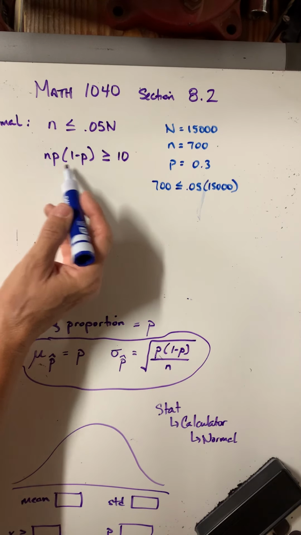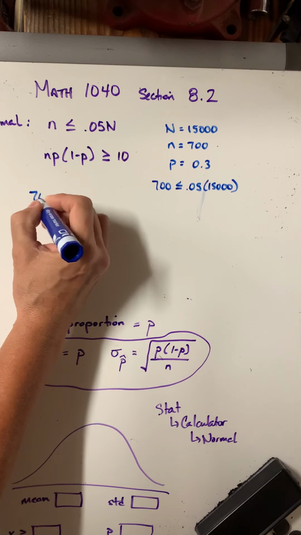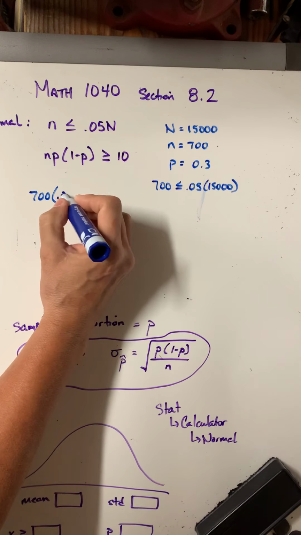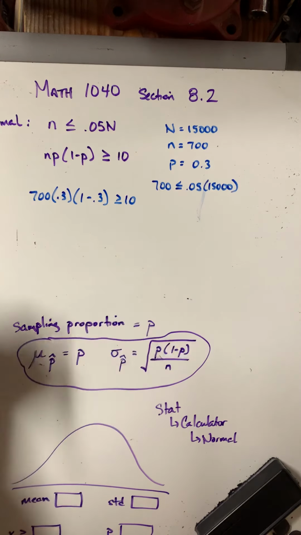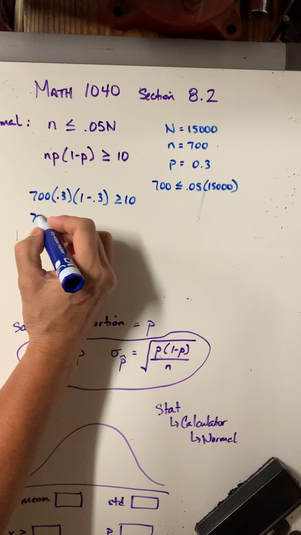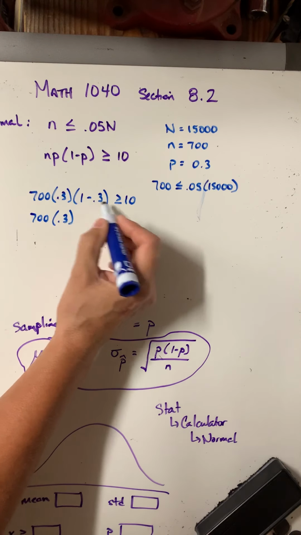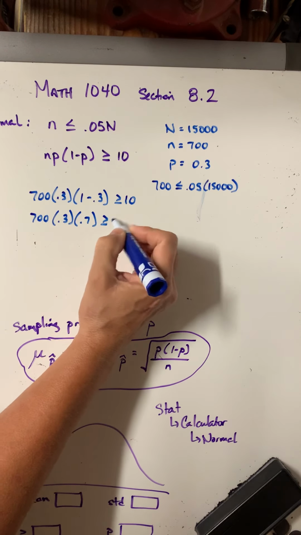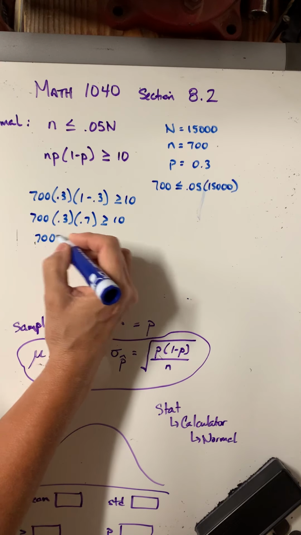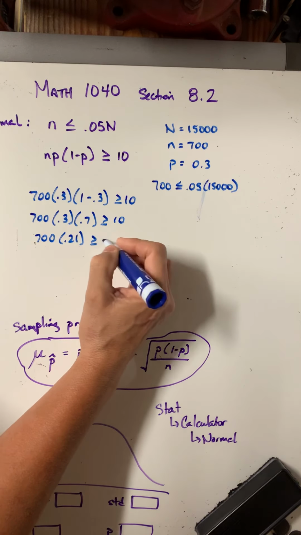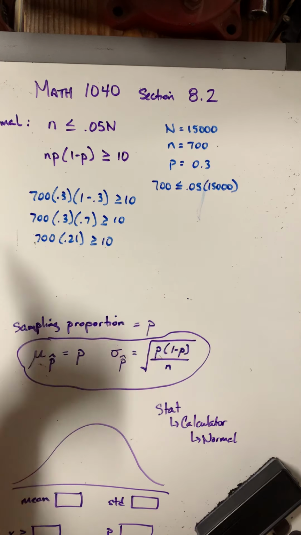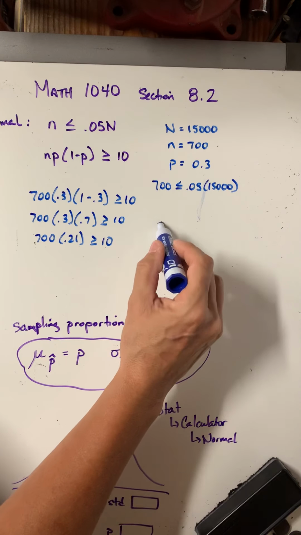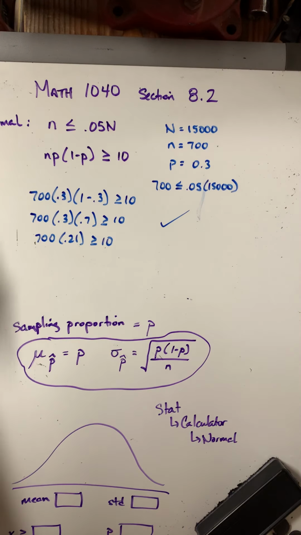Okay, second part. This is a little n, so I'm going to go 700 times p, which is 0.3, times 1 minus 0.3 is greater than or equal to 10. So again, you're going to punch this into your calculator. 1 minus 0.3 is 0.7. 0.3 times 0.7 is 0.21. And if you multiply 0.21 times 700, you will get a number that is greater than or equal to 10. So it checks out. They're both normal. Both of those tell you that it is normal.